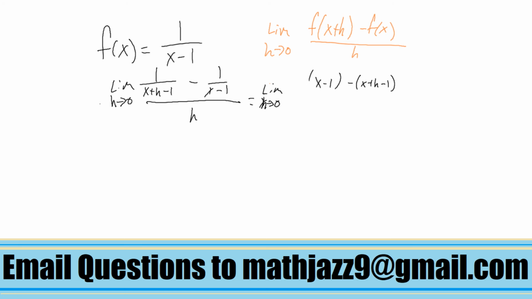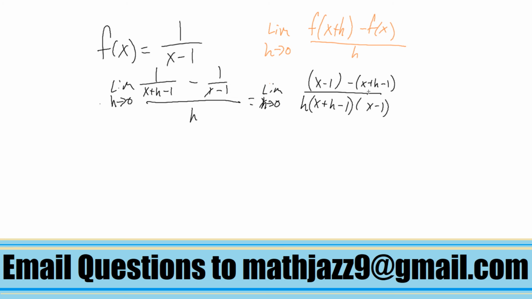Limit as h goes to 0 of x minus 1 minus x plus h minus 1, over x plus h minus 1 times x minus 1, all over h, combining these two fractions on the top. But dividing by h is the same as multiplying by 1 over h, which just means that we're multiplying the denominators together. So basically, the end result is that we can pull this h up into the denominator like so.